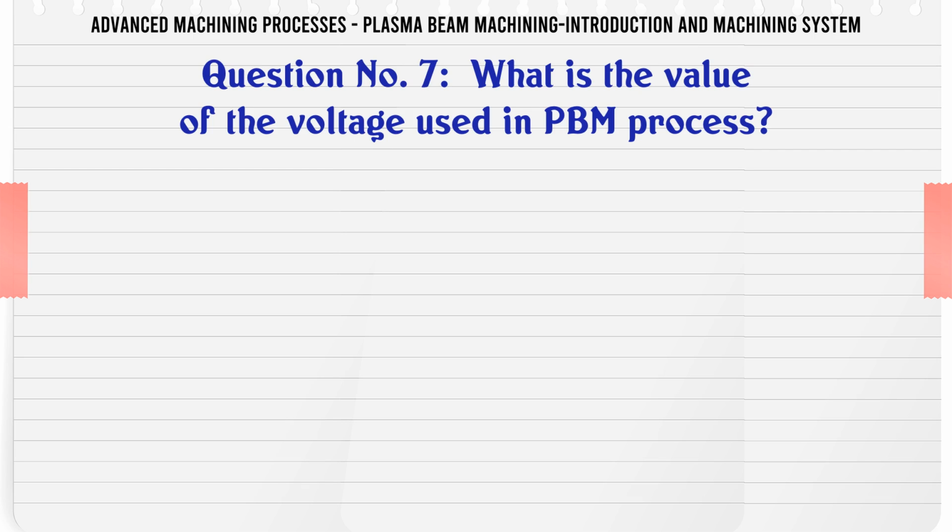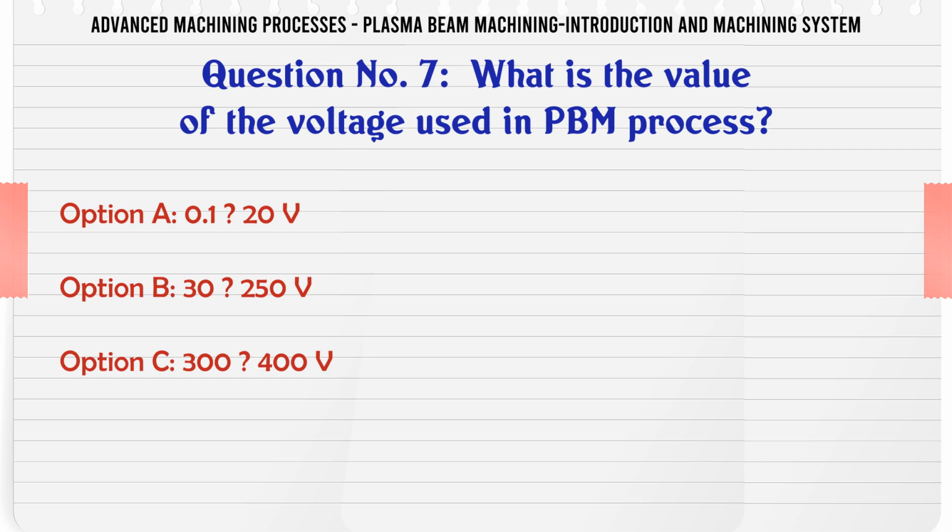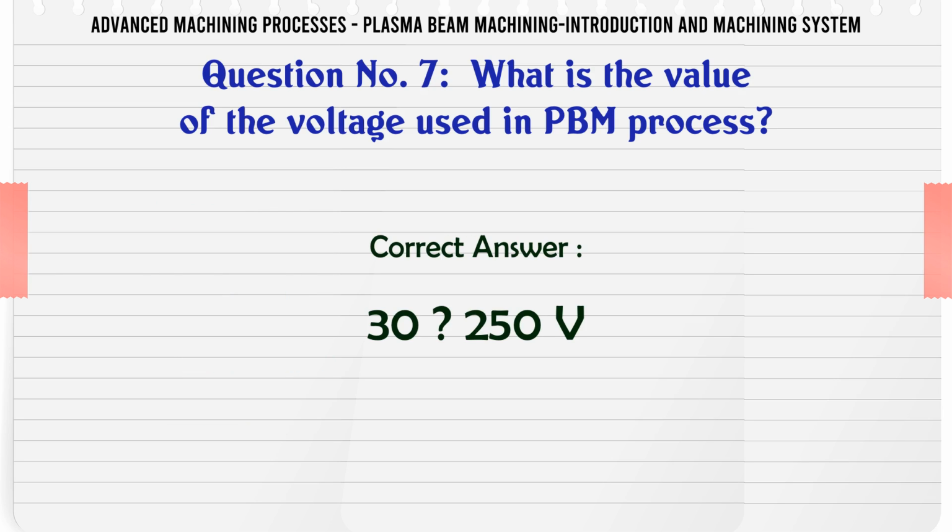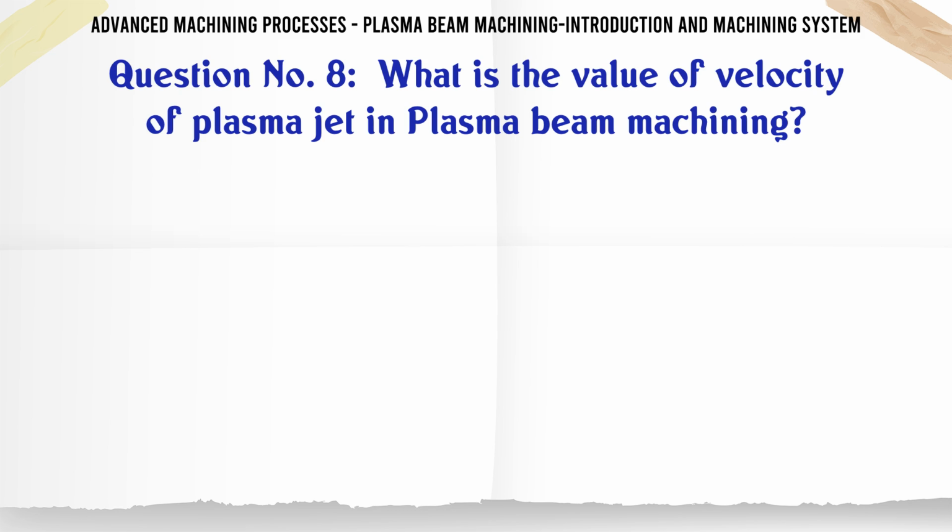What is the value of the voltage used in PBM process? A. 0.1-20 V. B. 32-50 V. C. 300-400 V. D. 500-600 V. The correct answer is 32-50 V.